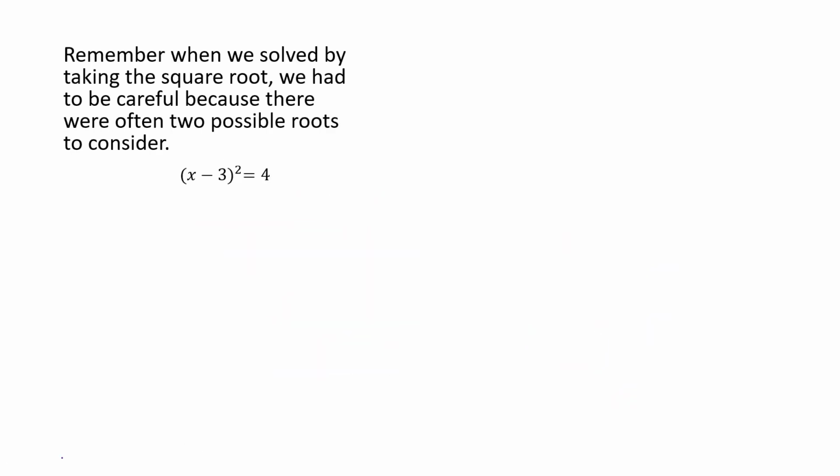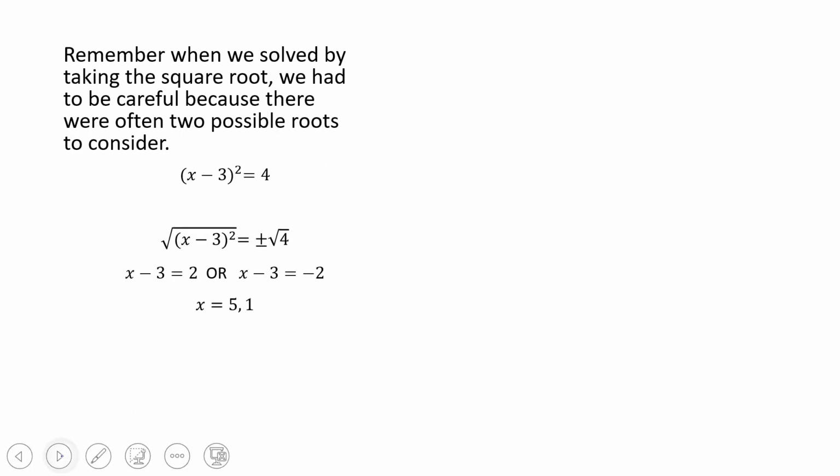Remember when we solved by taking the square root of both sides? We had to be careful because there were two square roots to consider. So if we took the square root of both sides, we had to think of this plus or minus 4. And so we ended up with either x minus 3 equals 2 or x minus 3 equals negative 2. So we had the two solutions there.